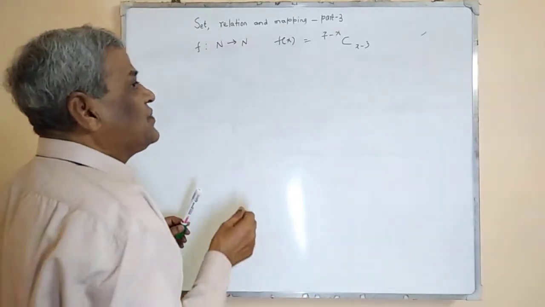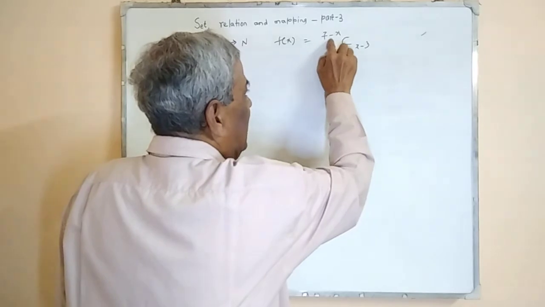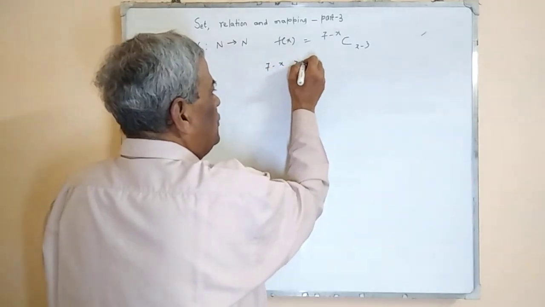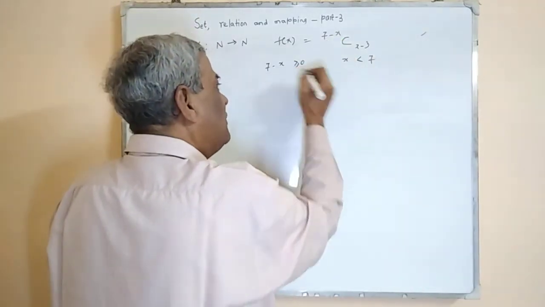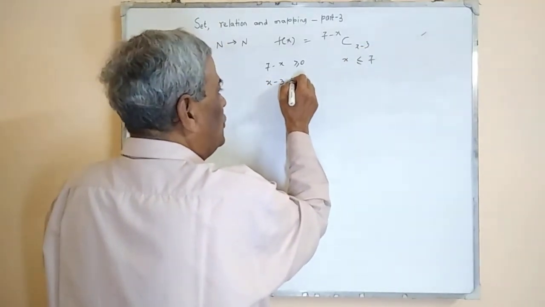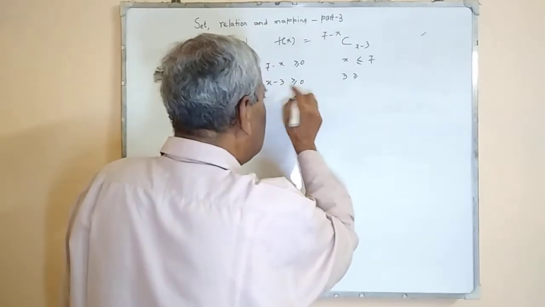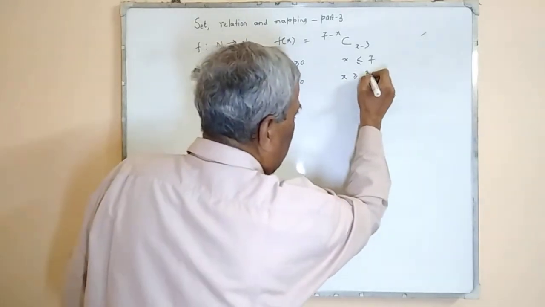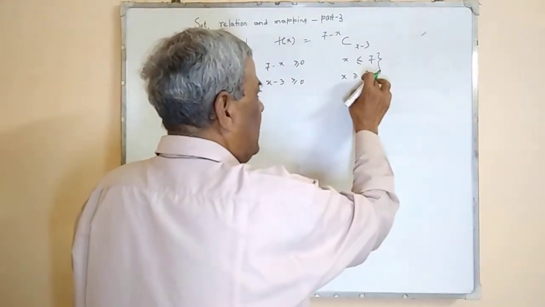So from there it is clear that if it is of the type nCr, n must be positive, r must be positive. So we get 7 minus x to be positive, that is x is less than or equal to 7, and x minus 3 is positive, that is x is greater than or equal to 3. So we get these two. That is, x lies between 3 to 7.